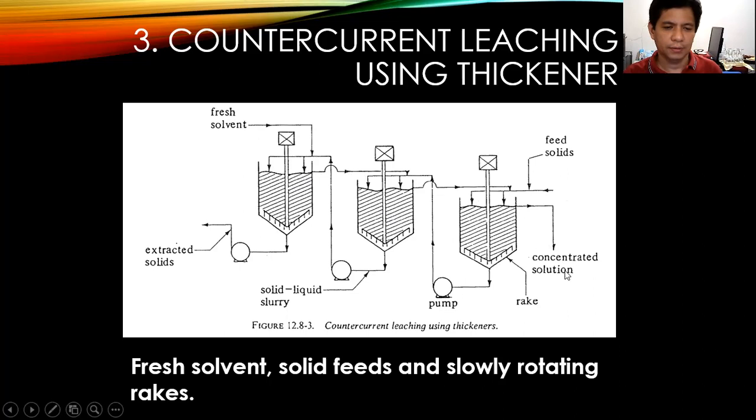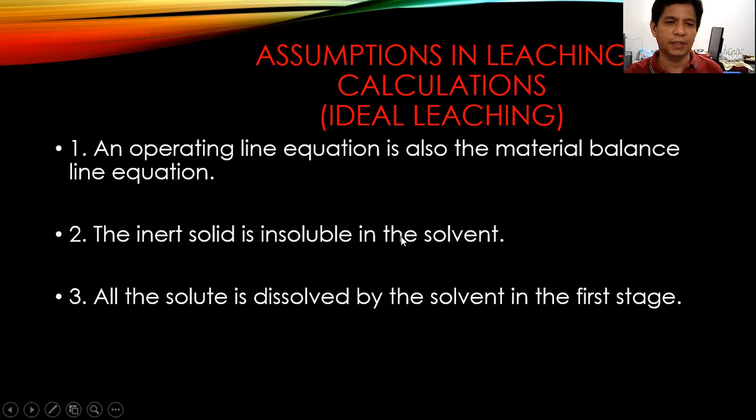Okay? So ito yung press solvent. Ito yung solid feeds. Tapos ito yung slowly rotating rakes. This is known as thickener type leaching apparatus. Okay, and then we're going to discuss the different assumptions in leaching.